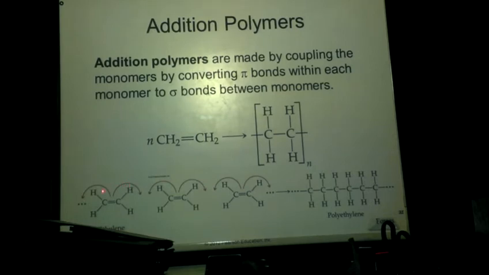So what will happen is, as I break that pi bond in this carbon-carbon double bond, it's going to leave open a pair of electrons. Because of that, this one single carbon-carbon bond can come and link to another one that I've just broken, and that's what's going to create that carbon-carbon single bond, okay?